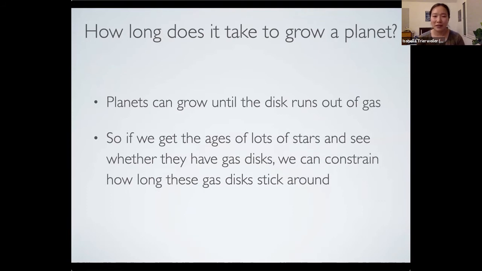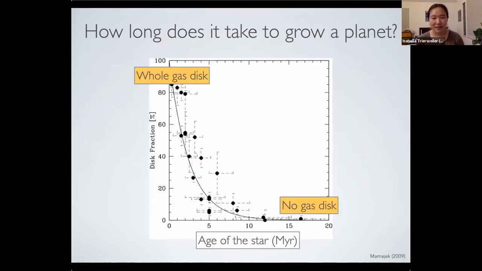And so what we can do is look at lots and lots of different stars. We can see whether or not they have gas disks, and based on the ages of these stars and whether or not they have disks, we can figure out how long these disks actually stick around. So a number of people have done this. This is one example of what people generally find.